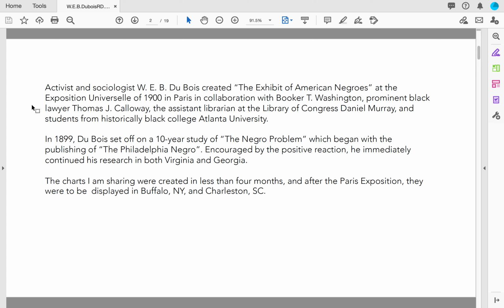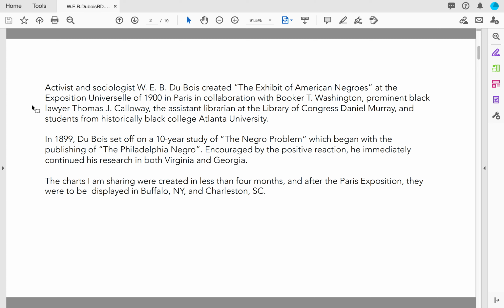So W. E. B. Du Bois was an activist and sociologist, and he created the exhibit of the American Negroes at the Exposition Universelle in 1900 in Paris in collaboration with Booker T. Washington, a prominent black lawyer, Thomas J. Calloway, the assistant librarian at the Library of Congress, Daniel Murray, and students from the historically black college Atlanta University.